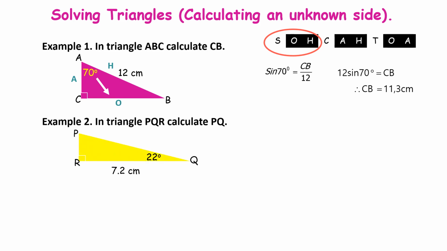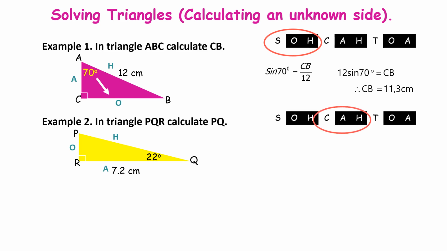Let's look at a second example. In triangle PQR, we need to calculate the length of PQ. So if we work with 22 degrees, PQ is going to be my hypotenuse. It's opposite the right angle, which means that PR is my opposite side, and then RQ is my adjacent side. So if I want to calculate my hypotenuse, and I've got the adjacent side, A and H, I should be looking at cos of the angle.